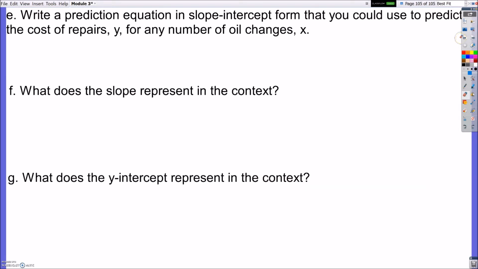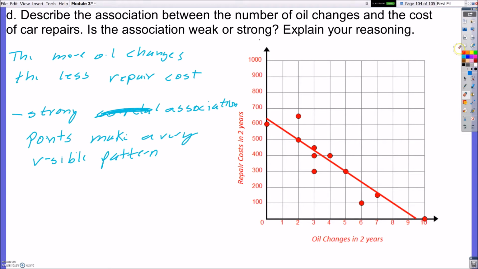It says, write a prediction equation in slope-intercept form that could be used to predict the cost of repairs, y, for the number of oil changes, x. What does the slope represent in this context? And what does the y-intercept represent in this context? So what we need to do is, when we look at our graph, I want to be able to choose values on here that are on the line. So like this point is on the line and this point is on the line.